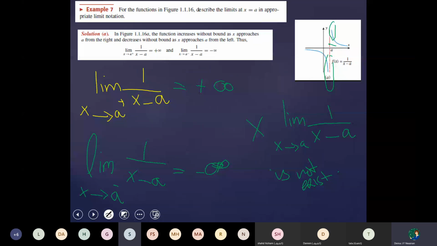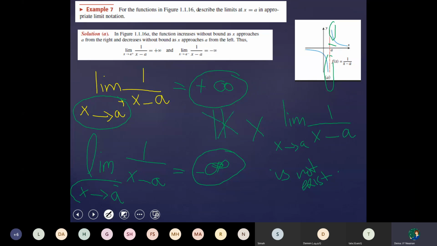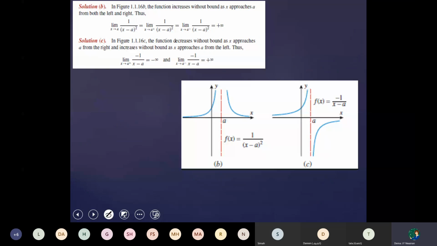Teacher, can you repeat why it doesn't exist? Because when x approaches a from the right, it's equal to positive infinity, and when x approaches a from the left, it's equal to negative infinity. Is positive infinity equal to negative infinity? No. That's why it does not exist. Okay. Now, let's go to figure B.